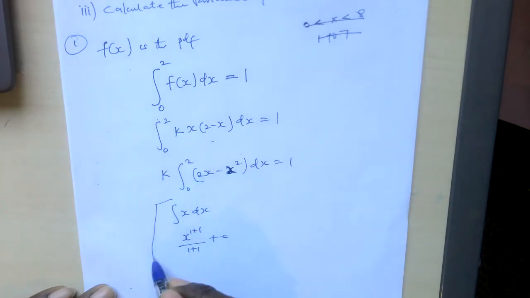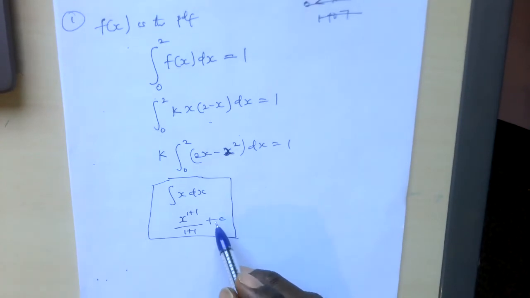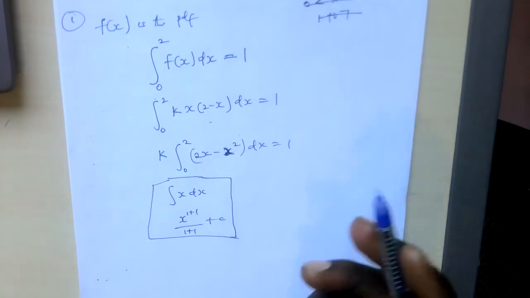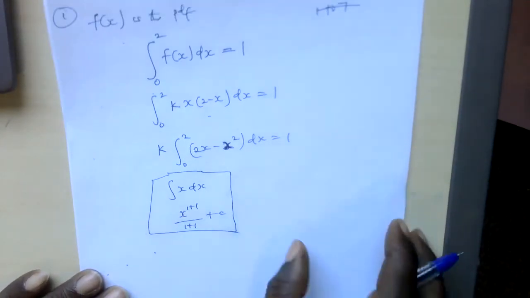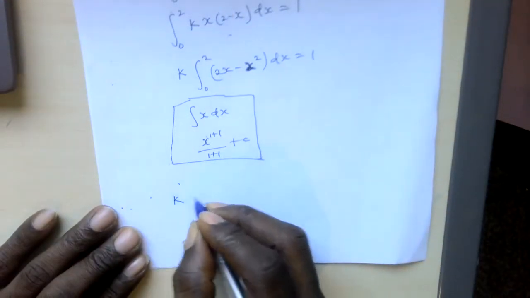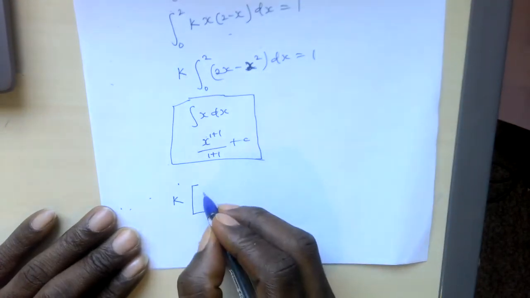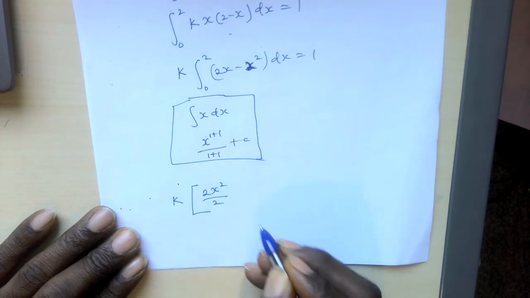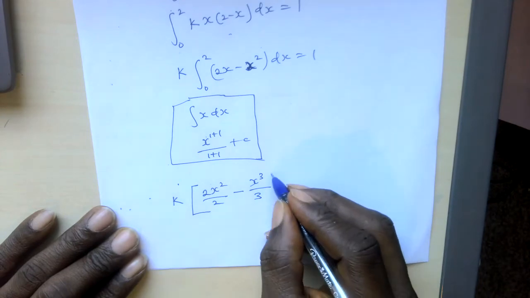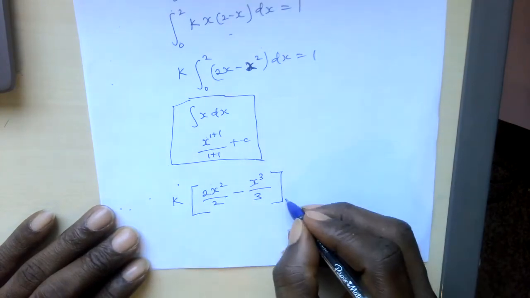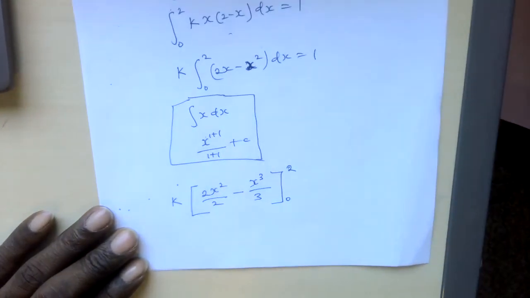So now let's apply that to this. We're not focusing on the constants now. So we have k times the integration of this, which gives us x squared over 2 minus x cubed over 3, right? We are evaluating from 0 to 2. Yeah, from 0 to 2.